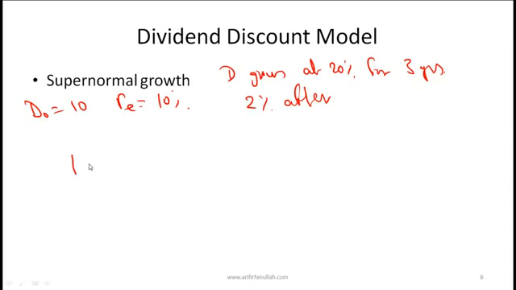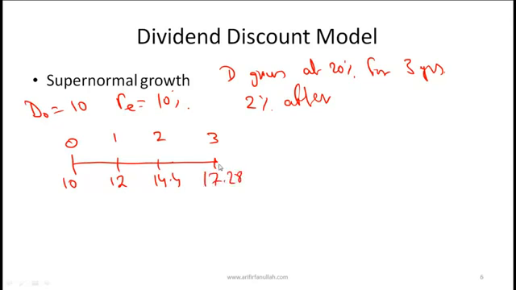The first thing that we do is create a timeline. So at time 0 we have a dividend of 10. At time 1, since this is growing at 20%, we have 12. And then at time 2, 12 is growing by 20%, so we have 14.4. And then at year 3, remember for 3 years we are growing at 20%, so at the end of year 3 our dividend will be 17.28. And after that we are growing at a constant rate of 2%.